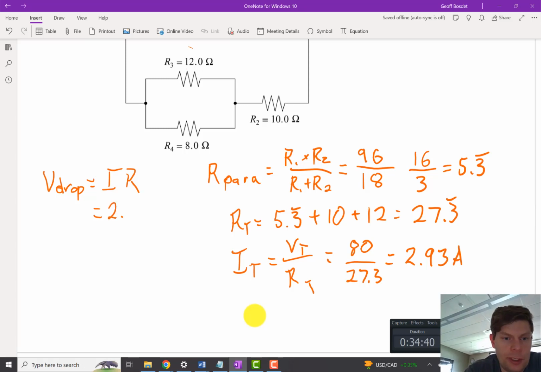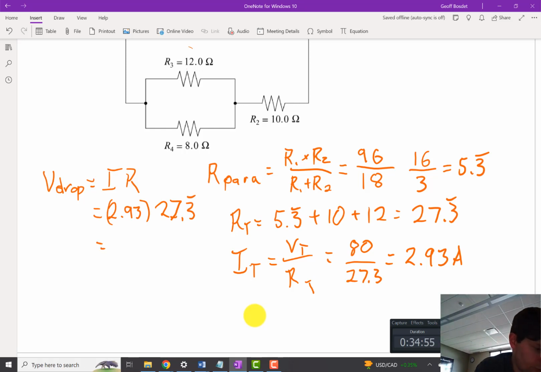And that would just be 2.93 because all electrons pass through the parallel section in some way. And the resistance of that is 27.3. Oh, sorry, 5.3 is just the parallel section. 27.3 is the whole thing, so it's getting 80, which is not very useful. So we do 2.93 times 5.333, and we get 15.6.